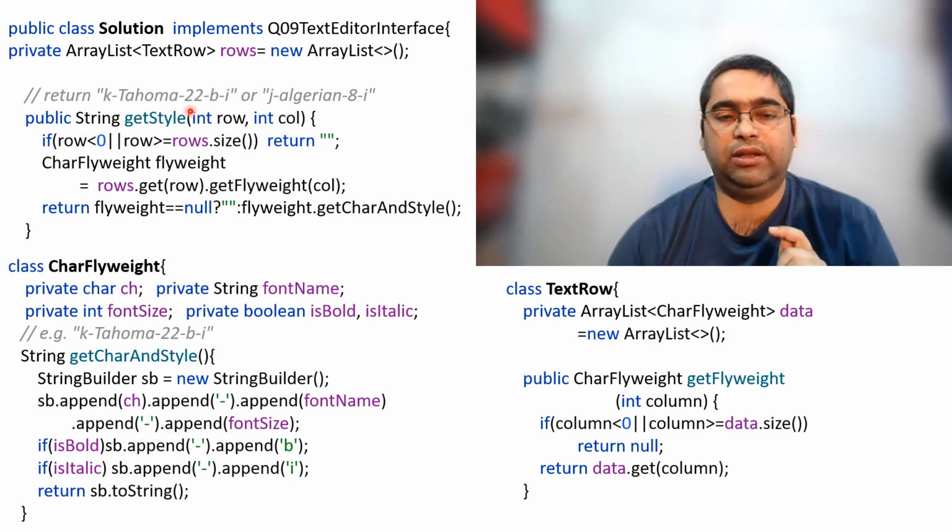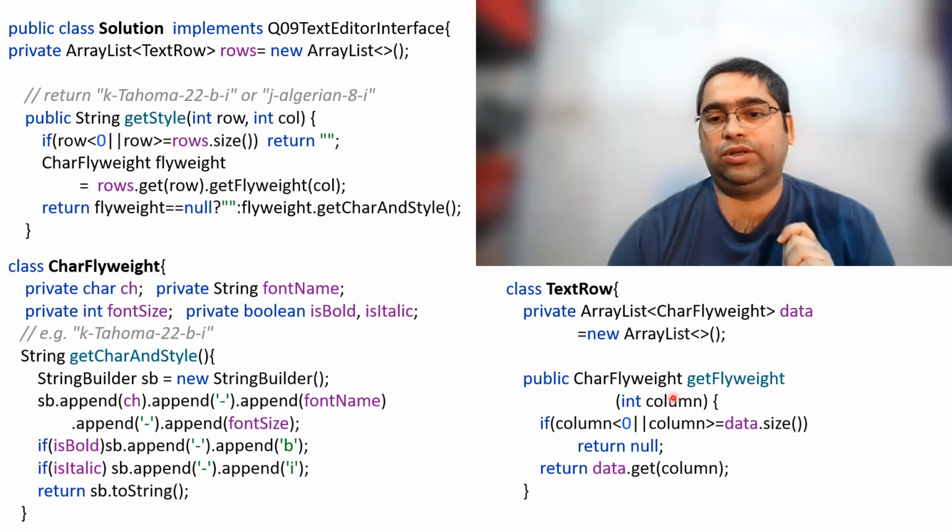The hyphen, then the font size, hyphen whether character is bold, hyphen whether character is italic. So first of all, it checks whether the row is inbound or not. If it is out of bounds, then it returns an empty string. Then it tries to fetch the Flyweight object from the text row class. So text row class again does the same check for column. If the column is out of bound, then it returns null, else it returns the Flyweight object.